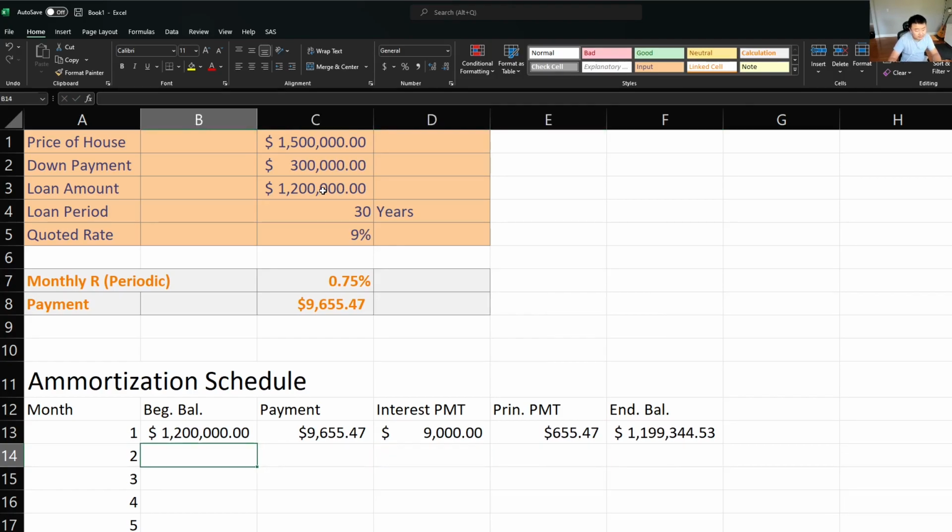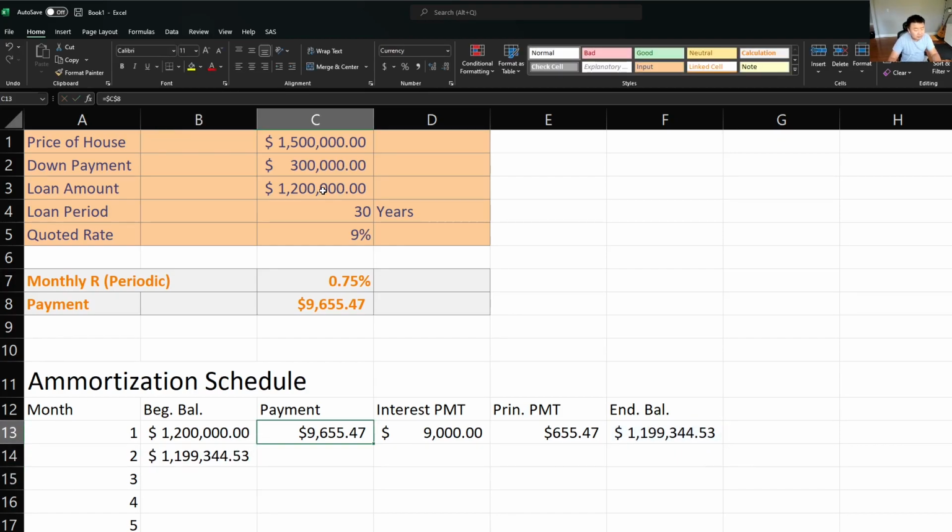And then in the second month, the beginning balance of the second month is going to be the ending balance of the first, right? So at the end of month one, I have paid $9,655, and 9,000 of which is just the interest, but 655 and 50 cents is going to the principal. So our principal is reduced by that amount of money. All those happen at the end of the first month, so the end of the first month is essentially the beginning of the second month. So the beginning balance of the second month is just going to be the ending balance of the first.